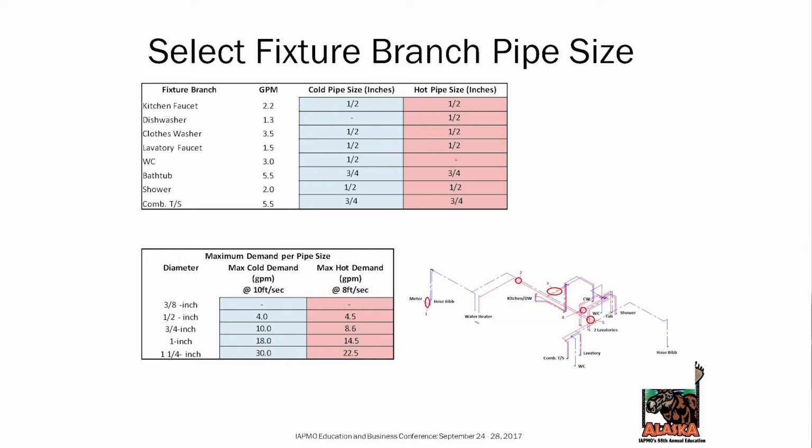And again, for the individual, since these are manifolds, there are a number of individual fixture supplies going to the fixture. And again, the pipe sizing is based on the flow rate of those fixtures, and using your maximum demand for hot and cold, you select the proper pipe size for the individual supplies to the fixture.